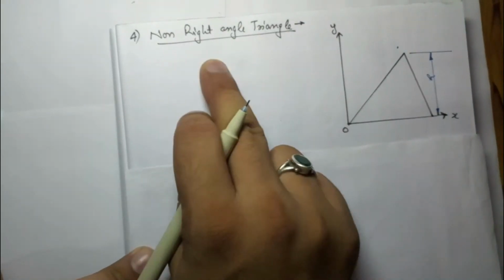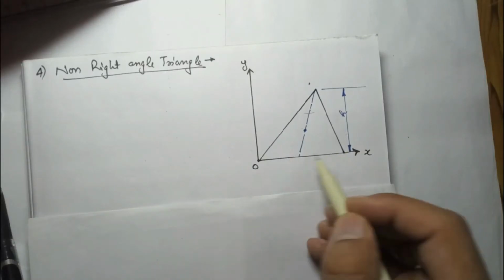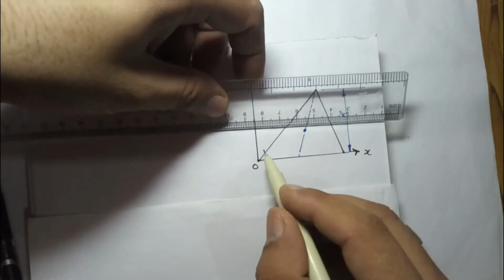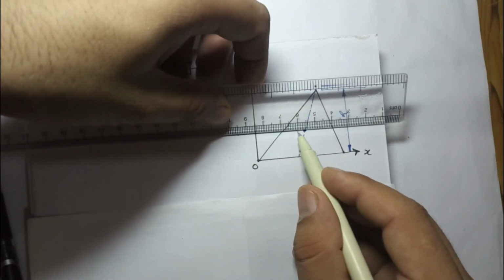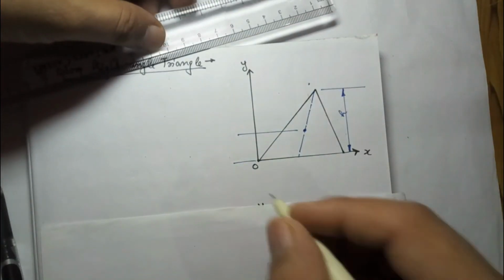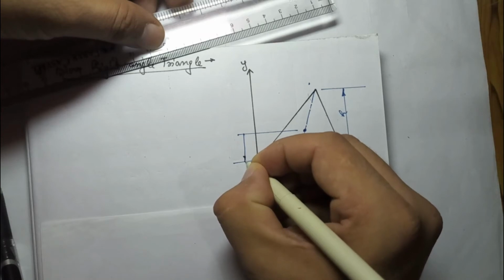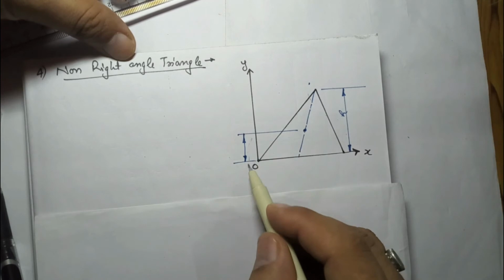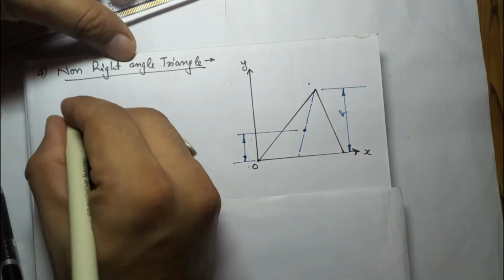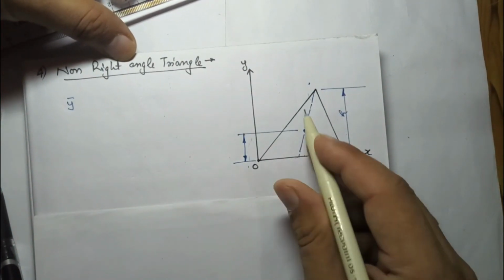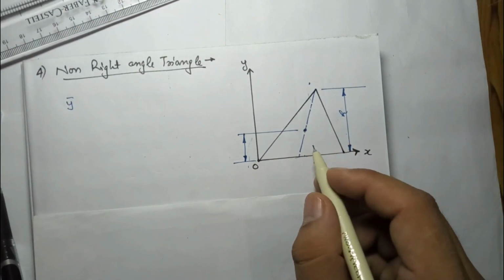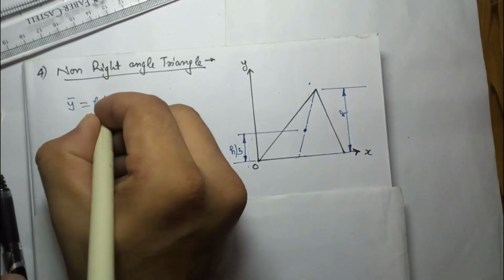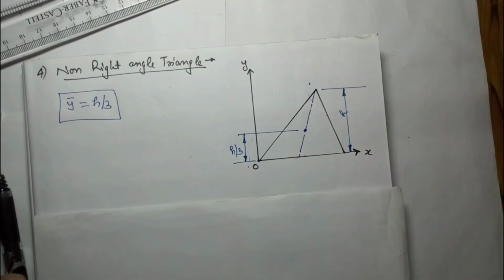Now let's say a non-right angle triangle is given, meaning there is no right angle. In this case the centroid will lie here. If the total vertical height is h, then what was this? Tell me, is it x bar or y bar? It is y bar. Why? Because it is from the x-axis in the direction of y. Remember this formula. So what will y bar be? It will be the same, h by 3. Y bar is h by 3, same as the right angle triangle.